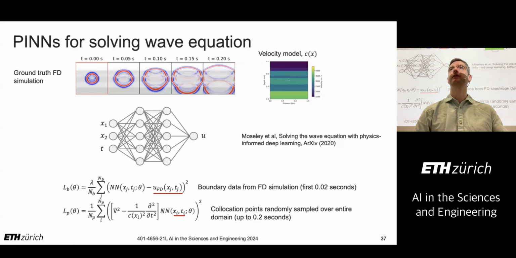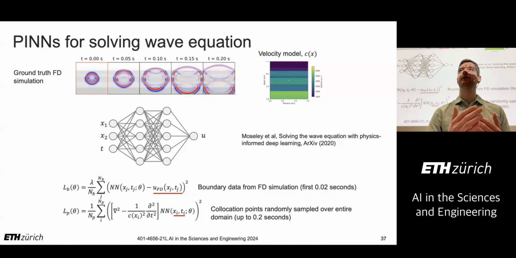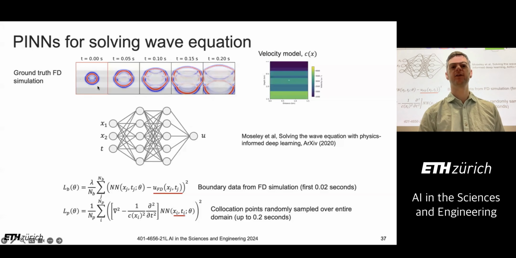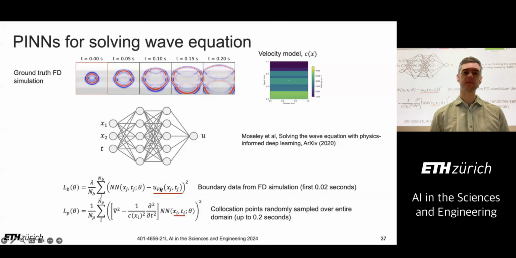Now, to make sure that the network learns the boundary conditions, for this example, what we did is we just matched the network to a very small number of finite difference steps, just for the very first 0.02 seconds of the simulation. So basically just this red box here, we took as supervised examples of the solution to match the network to. And then we sampled the physics loss using collocation points throughout this whole space-time domain, all the way up to time equals 0.2.